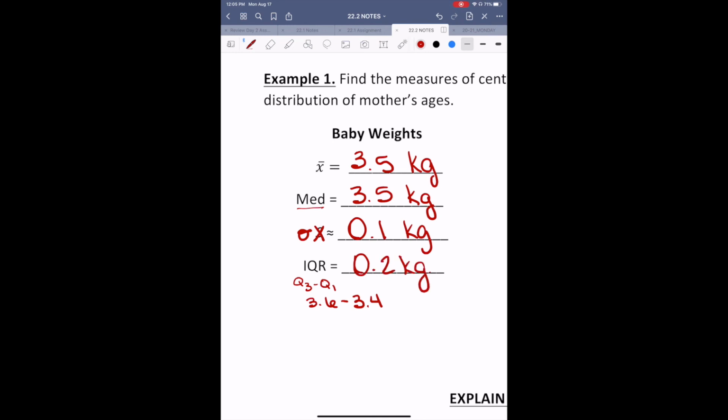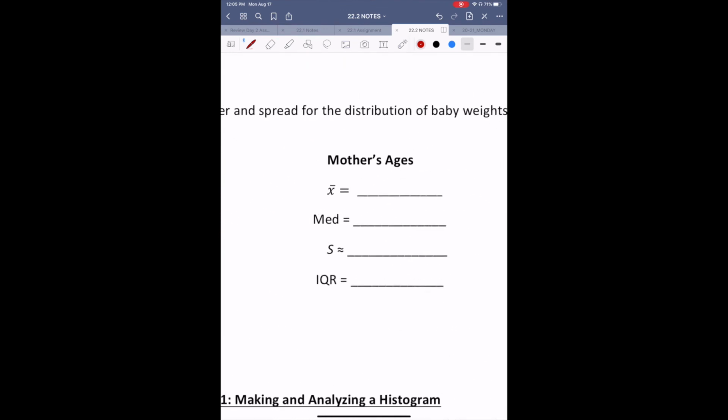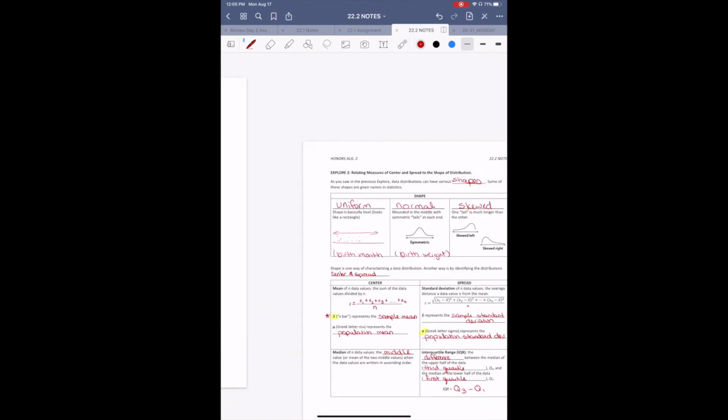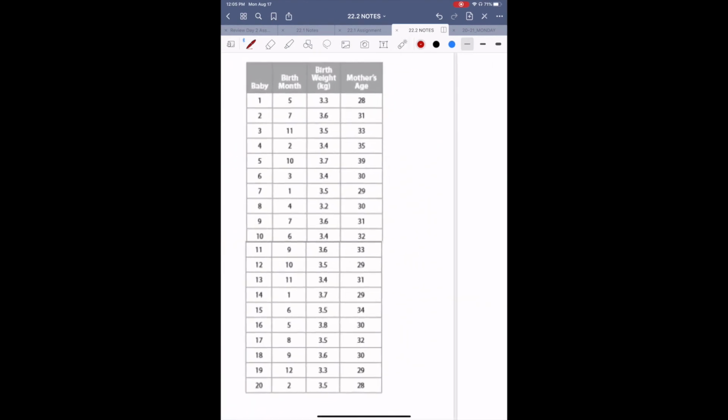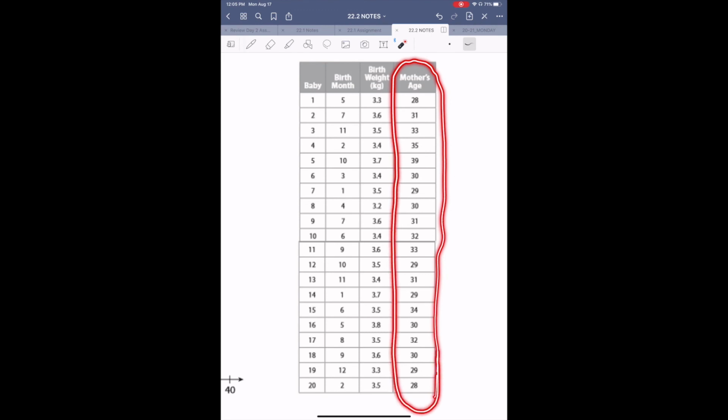Now, you already saw how I did that in the calculator. I want you to practice with your graphing calculators. So go ahead and flip back to the data of mother's ages. This is the column you're looking at. If you need to hit the pause button now to enter that data, go ahead. Here's the data you need. And then go back and fill in the information for your notes. Find the mean, median, standard deviation, and IQR of this data.